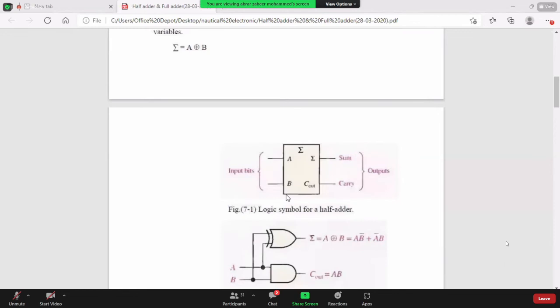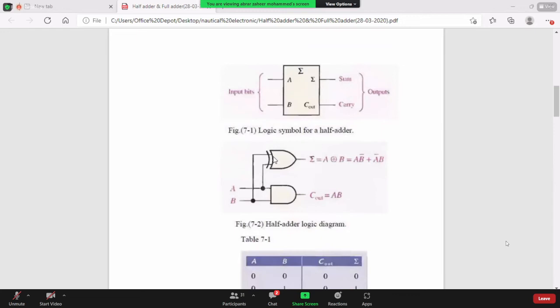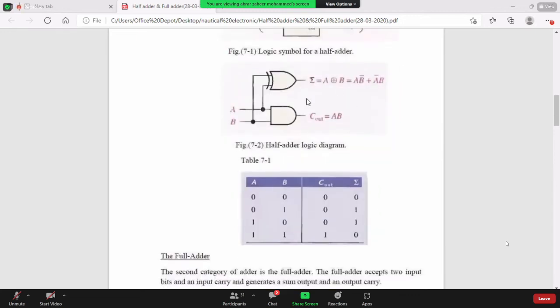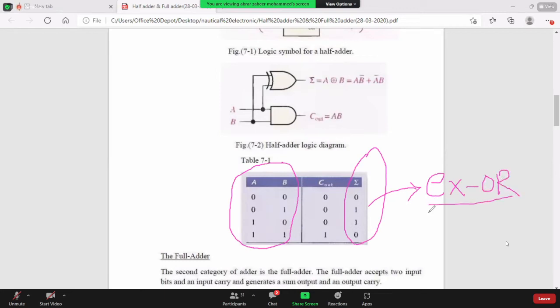And here we can see that this is the logic symbol. In this symbol, we have two inputs A and B. These are the inputs of the adder, and the outputs are sum and carry. And here we have drawn the logic diagram. So how have we drawn the logic diagram for this half adder? You can see this is the input A and B. And for this input, the output of the sum is 0, 1, 1, 0. So this truth table is equivalent to which type of gate? XOR gate. This is equivalent to the XOR gate.